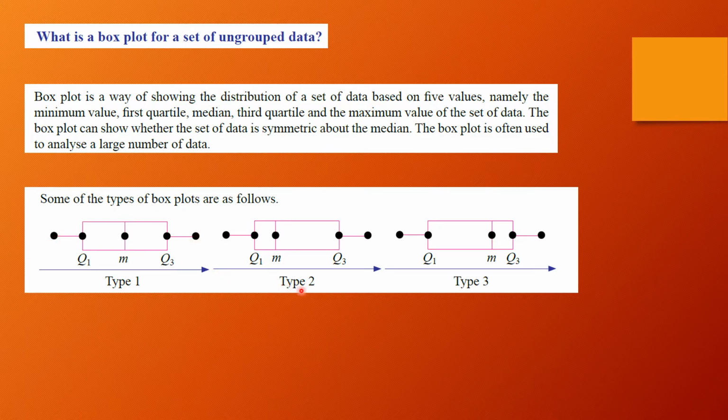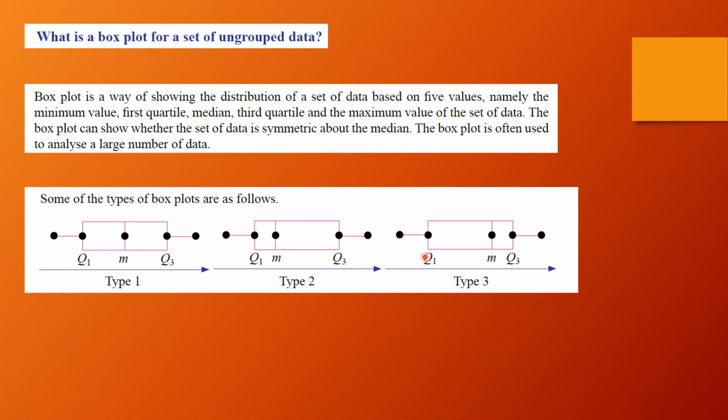For type 2, this is the smallest value, then followed by the first quartile, then the median. The median is now near to the first quartile. Just now for type 1, the median is at the center. Now the median is near to the first quartile. Then you have the third quartile, and this one is the largest value.